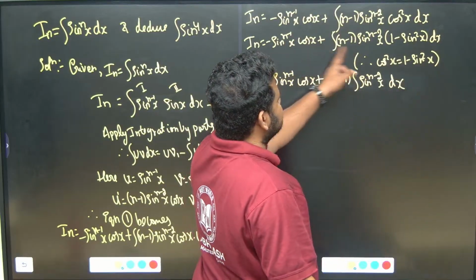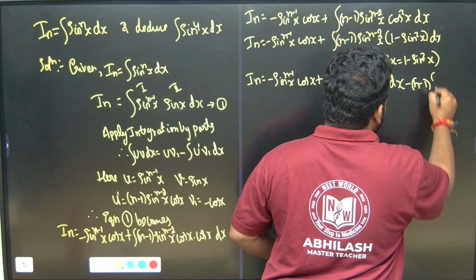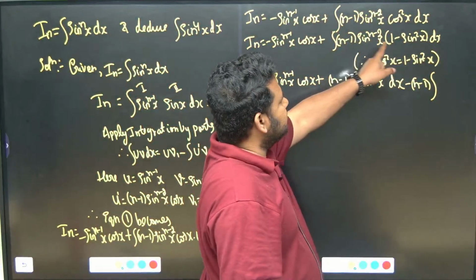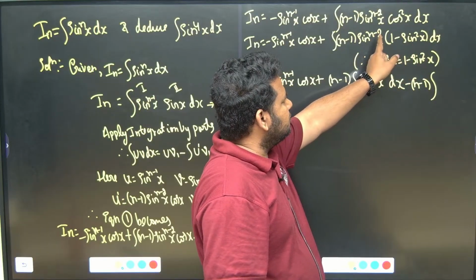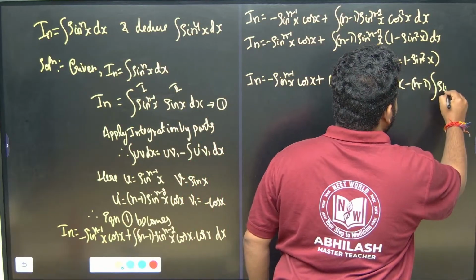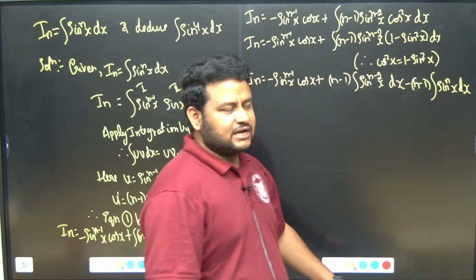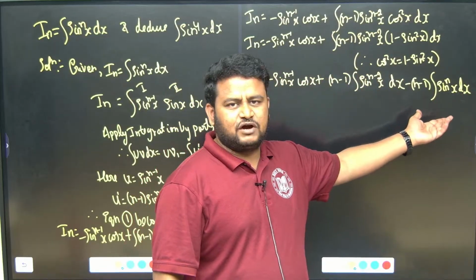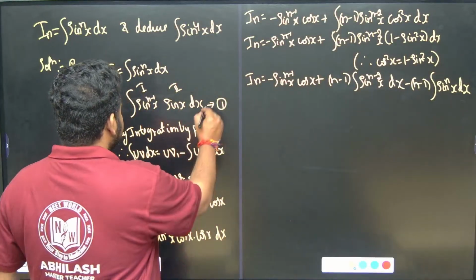Here plus into minus is minus, so minus (n minus 1) into integral of sin^(n-2) x into sin square x, which is sin^(n-2+2) x. So minus 2 plus 2 will cancel, and I will have integral of sin^n x dx. And sin^n x dx is nothing but equal to, here we got, let me write this as 2.